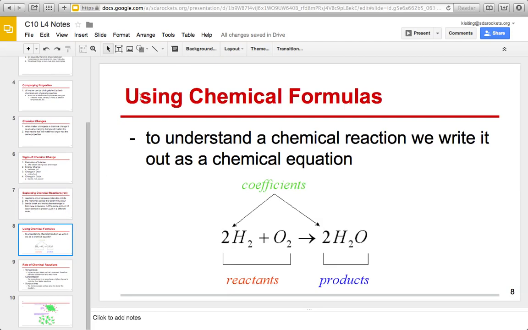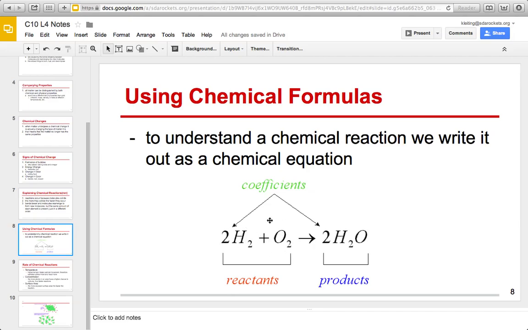Alright, so using chemical formulas. We've talked about this stuff briefly, mostly with respect to cellular respiration and photosynthesis. To understand a chemical reaction, we write it out as a chemical equation. So, our chemical reaction says that 2H2 plus O2 goes to 2H2O. So in this case, H stands for hydrogen, O stands for oxygen.